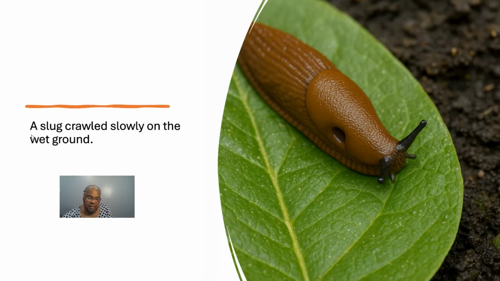Let's read the sentence together. Ready? Let us begin. A slug crawled slowly on the wet ground. Now listen to what slug means. It means a small, slow animal without a shell. It likes damp places like gardens or sidewalks after rain.